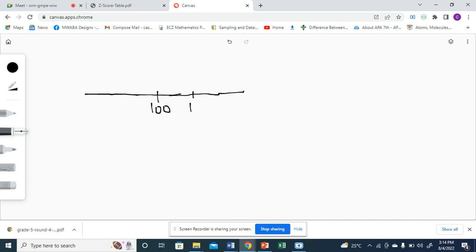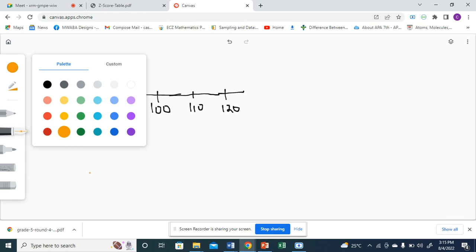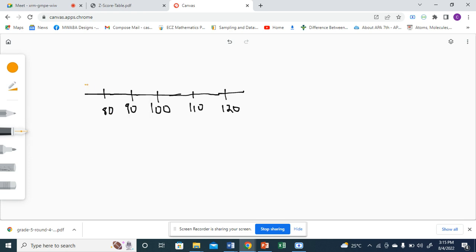So we have 110 here, 120. Here we have 90, 80, and so on and so forth. Then you have your normal distribution like this. Now we have to standardize this normal distribution. Okay, we have to standardize it.